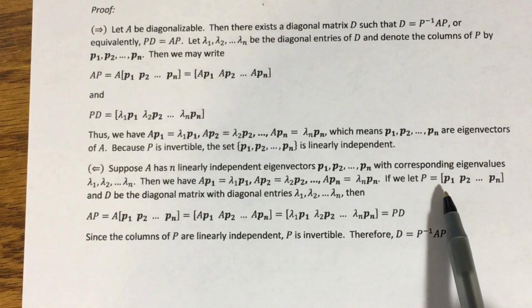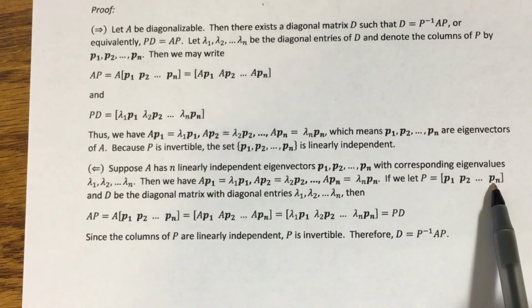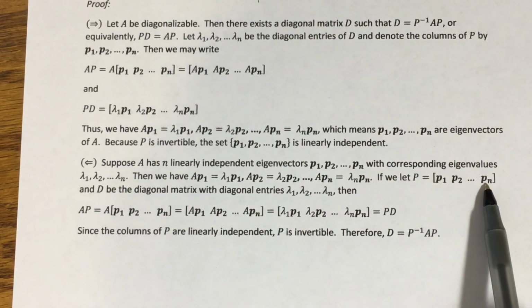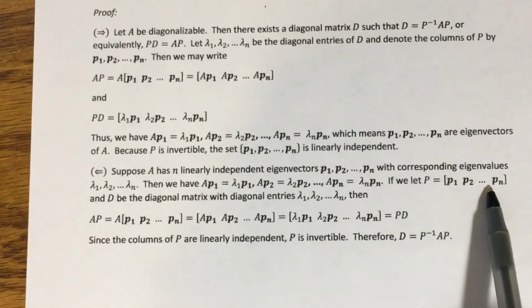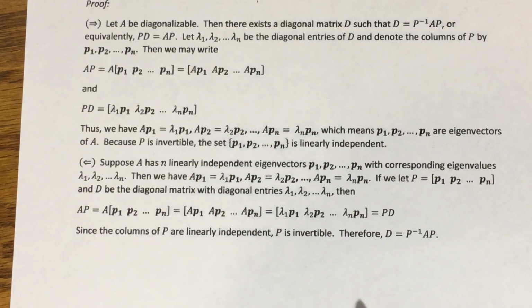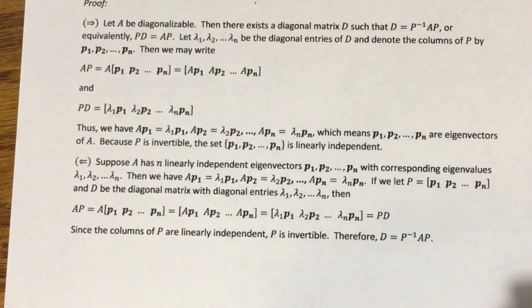However, because we constructed P out of these n column vectors here, and because we assumed that these would be linearly independent, our equivalence theorem would say that this is an invertible matrix. If all of the columns of a square matrix are linearly independent as a set, then that matrix is always going to be invertible. So that allows us to do this last step here, which establishes that A is diagonalizable.